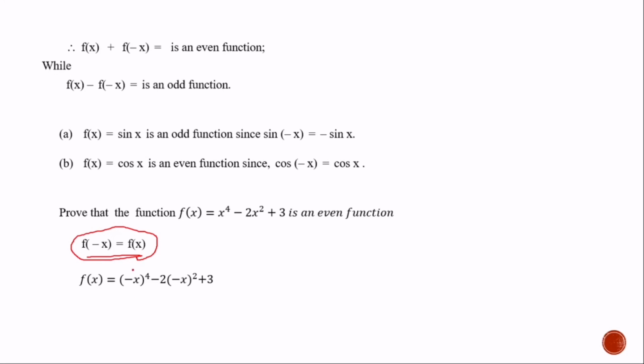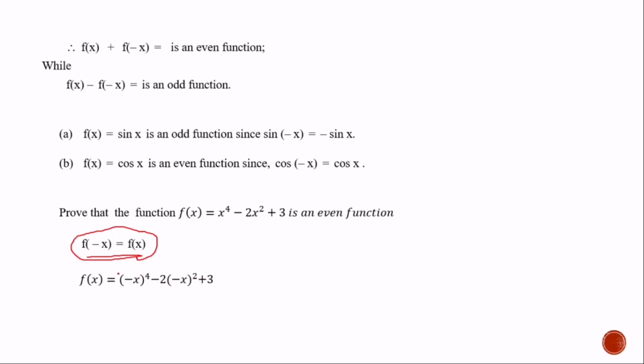When you take that, let's substitute it inside. So when you do the substitution, this becomes negative, right? That is negative, bracket open. So you bring the bracket, negative x exponent 4 minus bracket open, negative x squared. Now note that with the even function, it means that we must get the same function back. When we use this, we should get the same function.